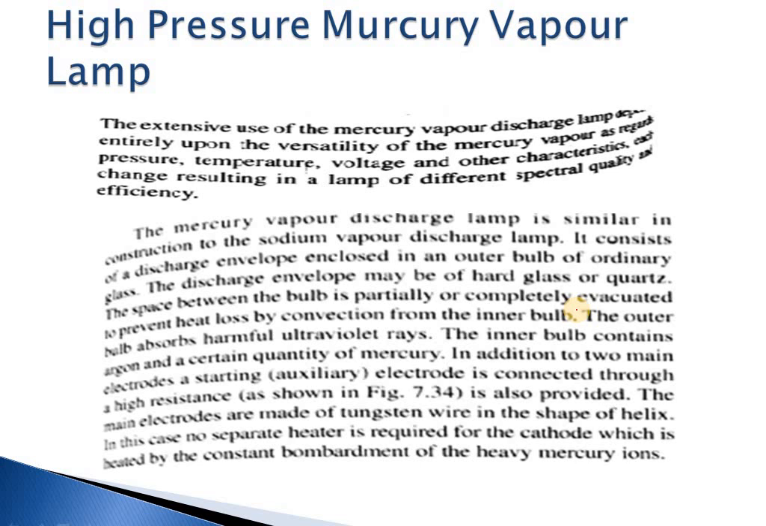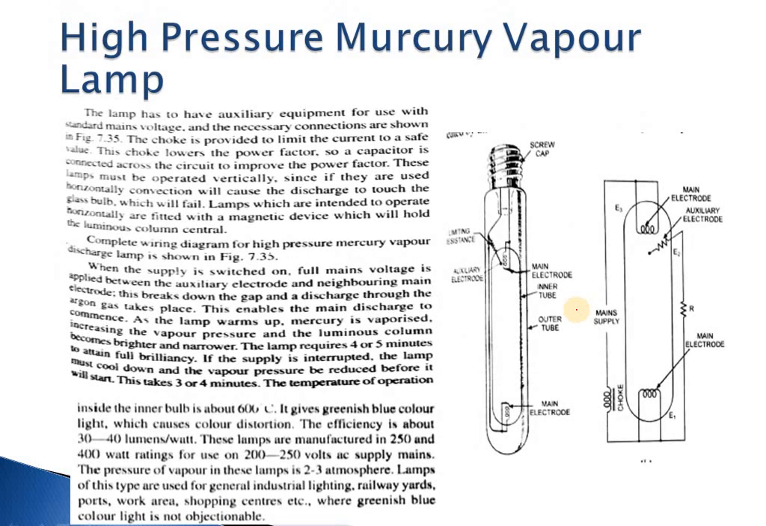The main electrodes are made of tungsten wire in the shape of a helix. In this case, no separate heater is required for the cathode, which is heated by constant bombardment of the heavy mercury ions. So the lamp has to have auxiliary equipment for use with standard mains voltage, and the necessary connections are shown in the figure.